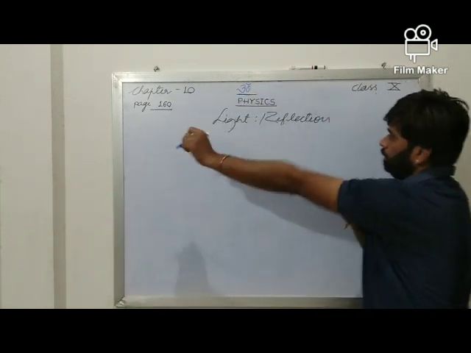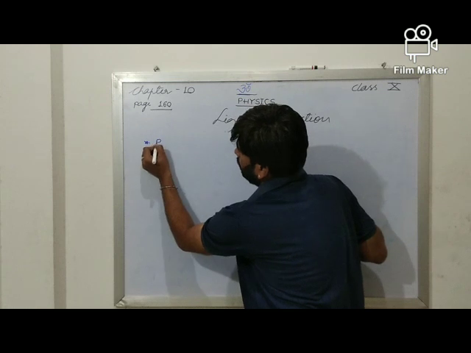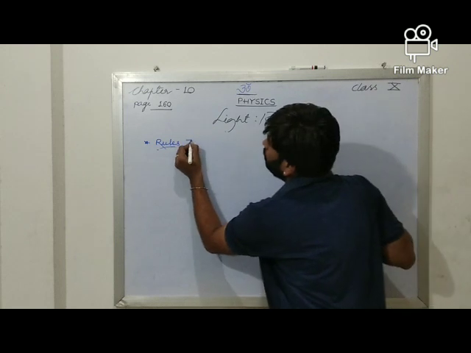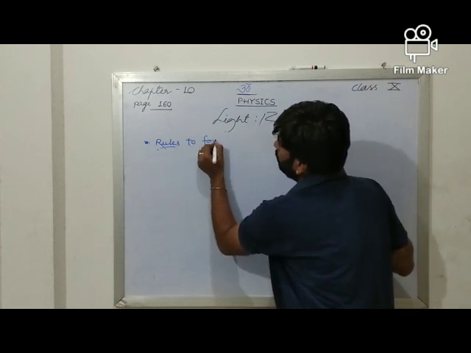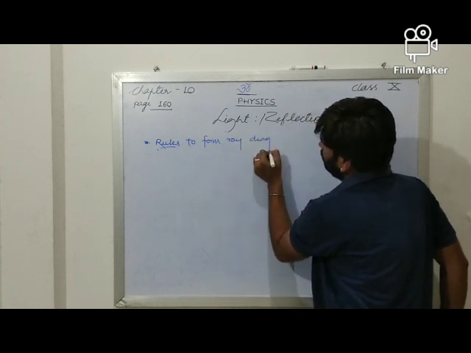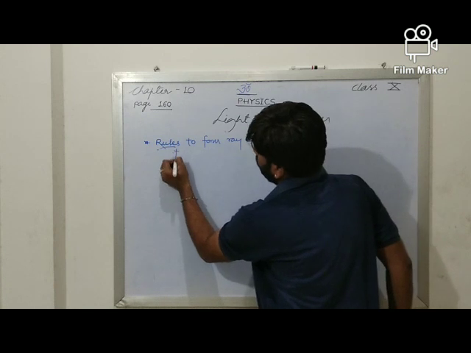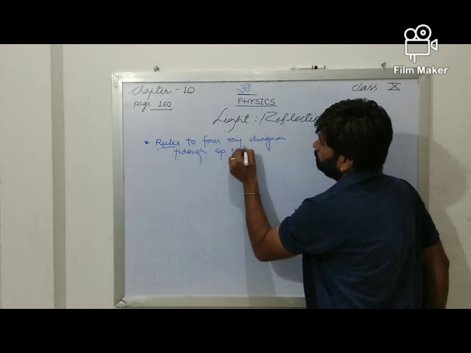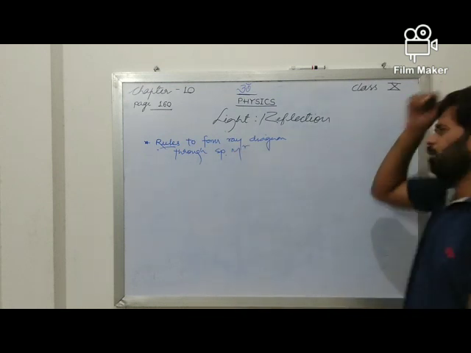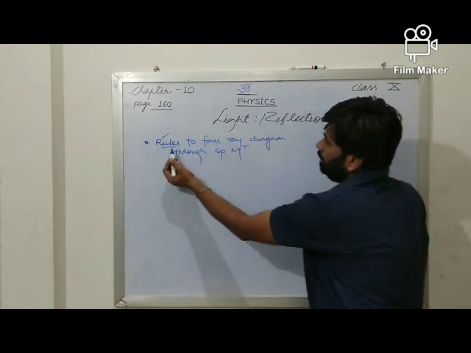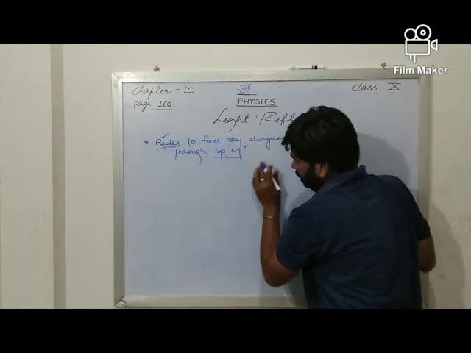Now, next one: rules to form a ray diagram through a spherical mirror. Now we know what rules are, and we will study about that. Through spherical mirrors we have already done.